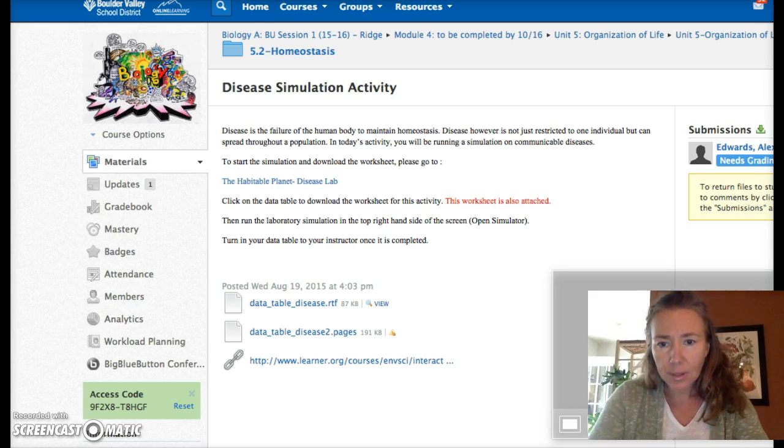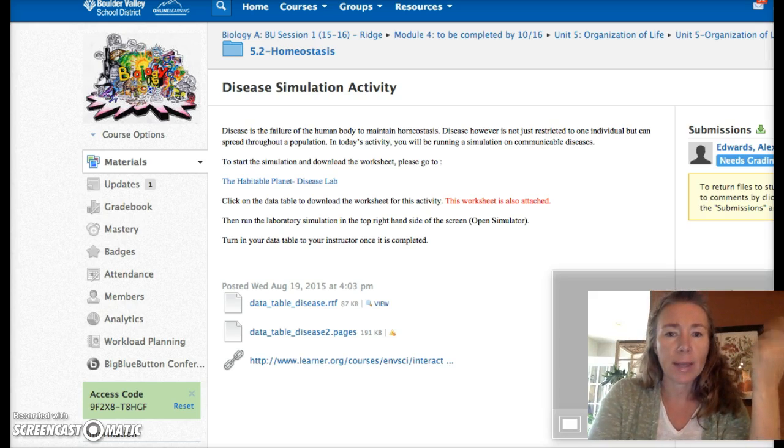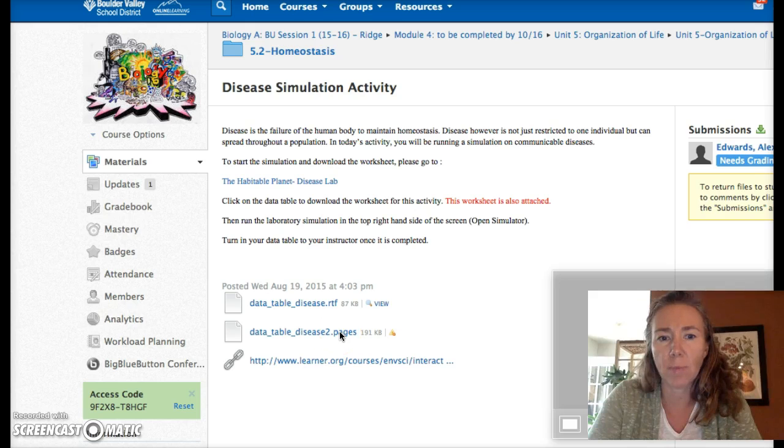Disease is caused by three types of pathogens: a virus, such as the cold, a bacteria, or potentially a fungal pathogen. So we're going to actually use a simulation here. There's the website here and also the link here. And we're going to report our findings from the simulation using these data tables. This one tends to work for PC users, this bottom one better for Mac.